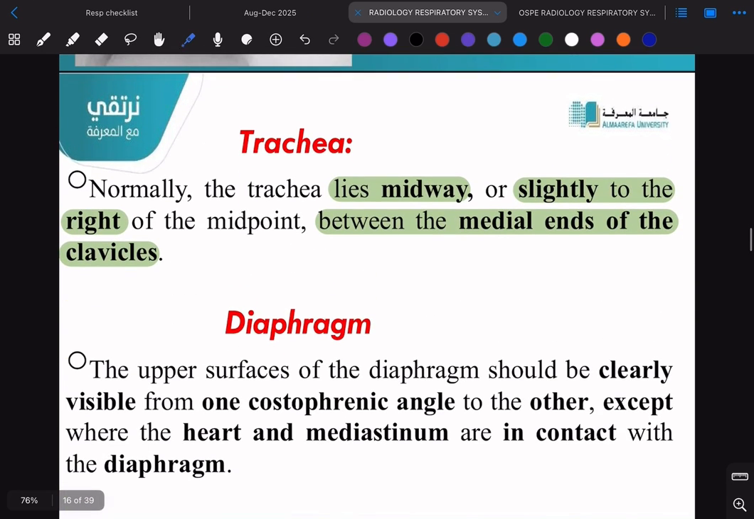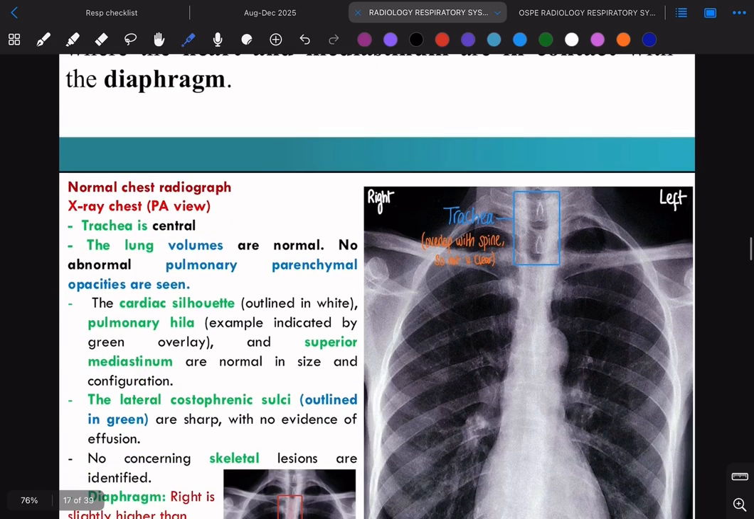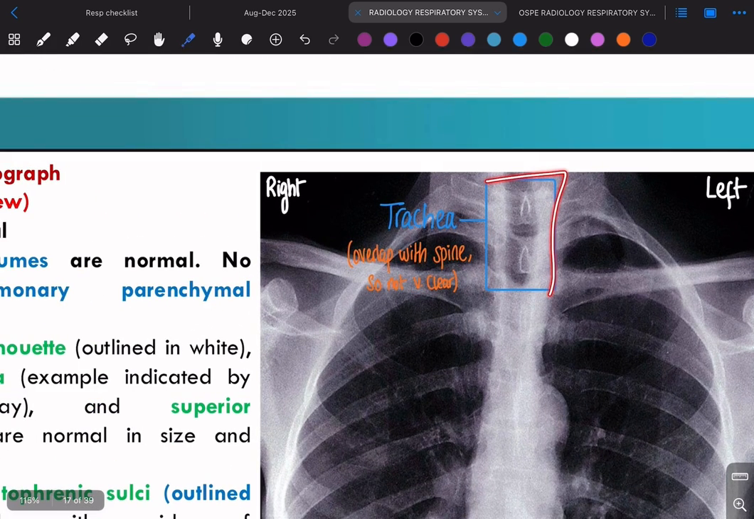Then we have the trachea. The trachea is usually in the midway, as we know anatomically, that's the position, and it's slightly towards the right side. Okay? We can find it between the medial ends of the clavicle. Let's see it here. Here, this is the trachea. So you can see the trachea here, but you can't see it here. Why? Because you start seeing the vertebra, so the colors go in and they contrast, so you can't really differentiate between the trachea and the vertebrae here.